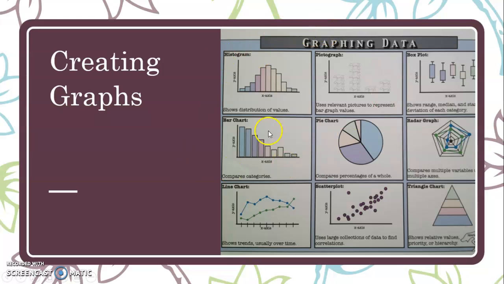So there's different types of charts. Like I said, mainly we're going to focus on the bar chart and the pie chart. Alright.